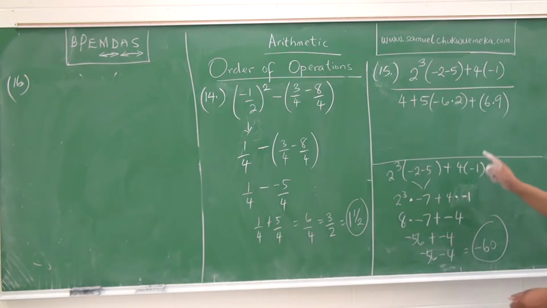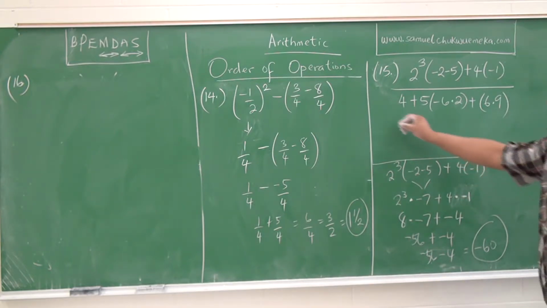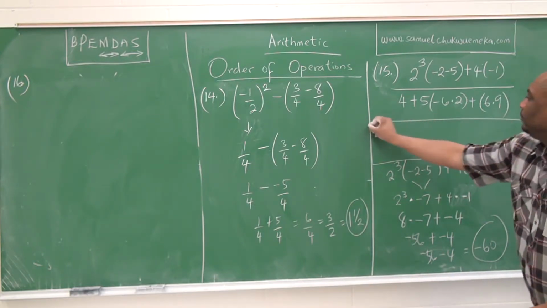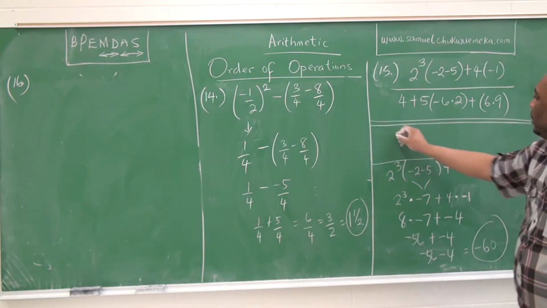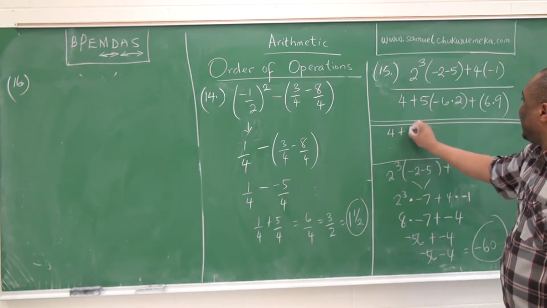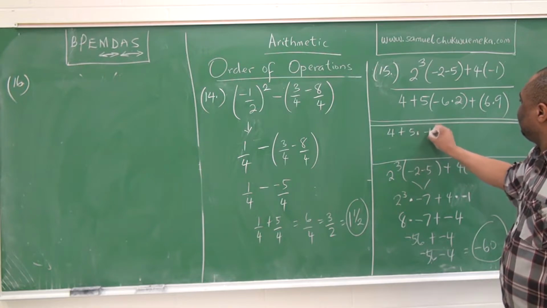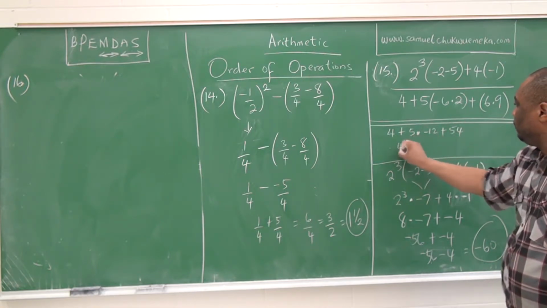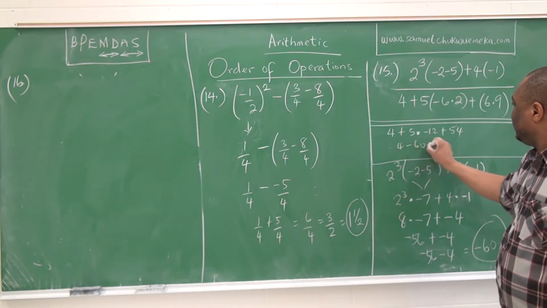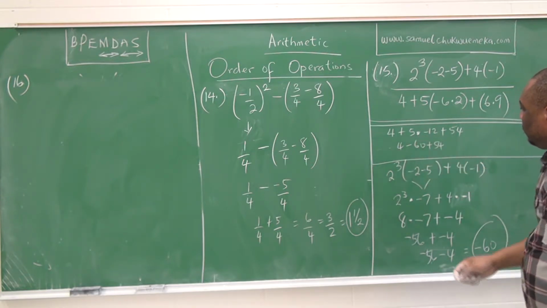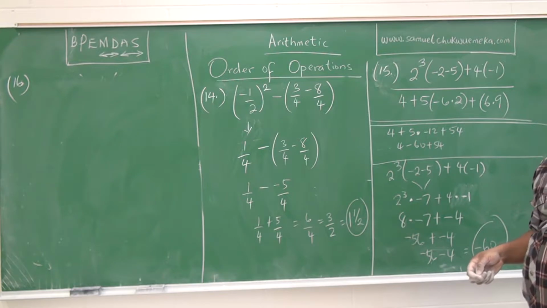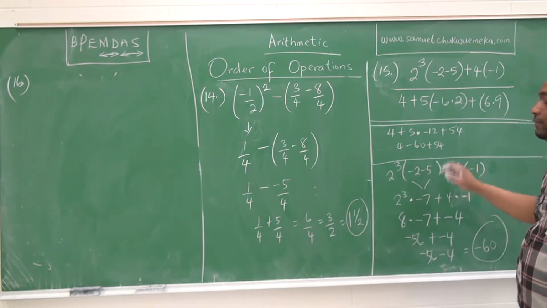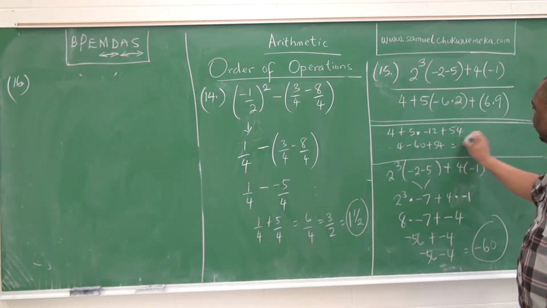Okay, let's go ahead and do the denominator. What will be the denominator here? Let me draw 2 lines. This will be 4 plus 5 times negative 12 plus 54. So this will be 4 minus 60 plus 54. 4 minus 60 is what? Minus 56. Minus 56 plus 54 is minus 2.